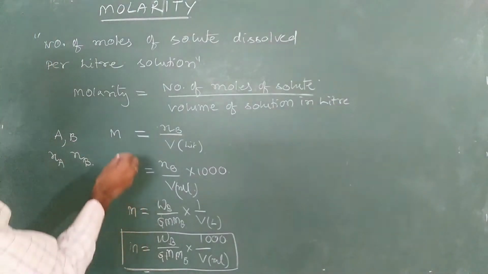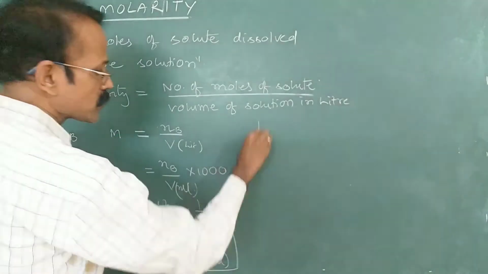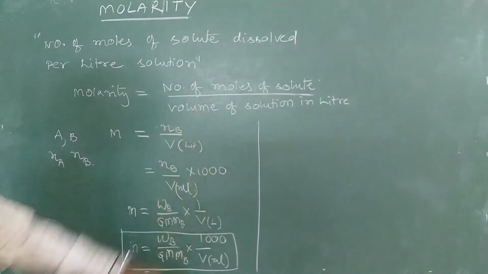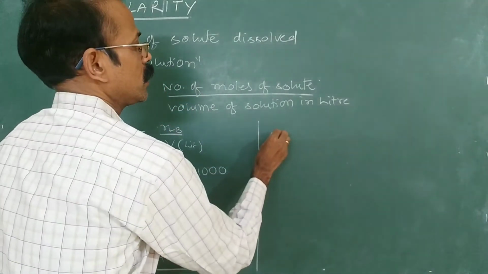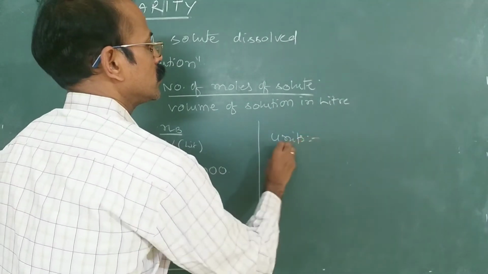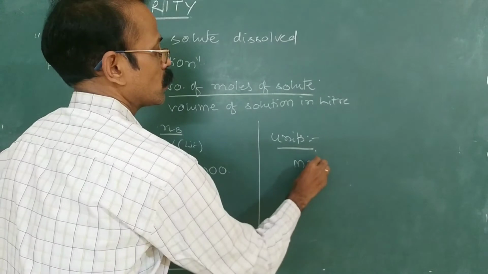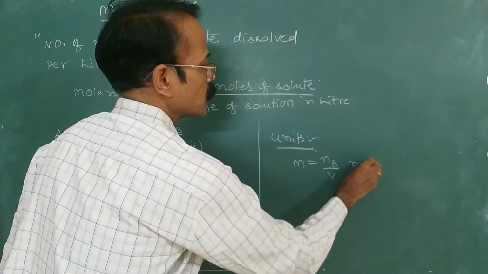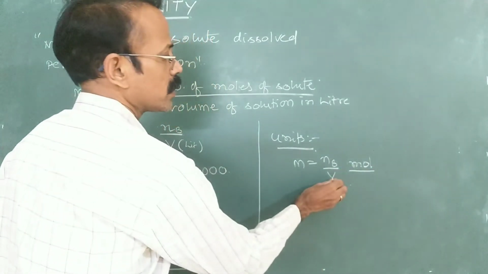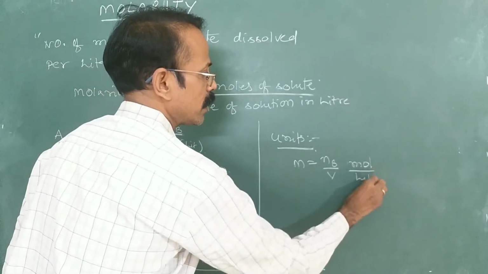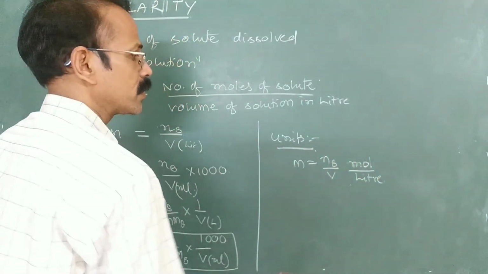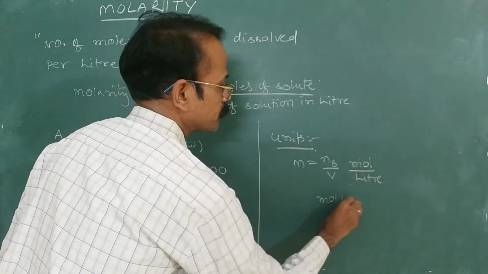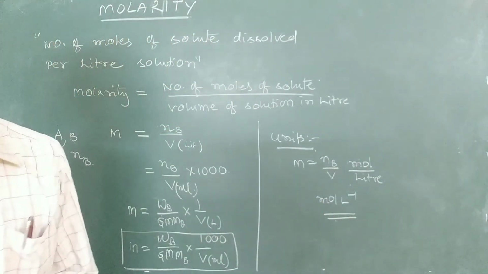Now we'll see the units of molarity. So what are the units of molarity? Molarity is equal to the number of moles of solute divided by the volume of the solution. So here molarity is equal to N by V. This is the number of moles, so we'll write the unit as mole, and this is the volume of the solution, that is in liters. So mole per liter. This is the unit of molarity.